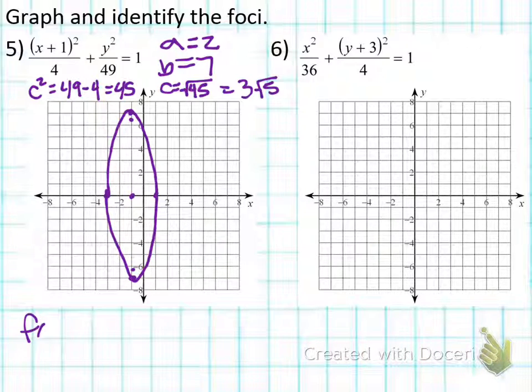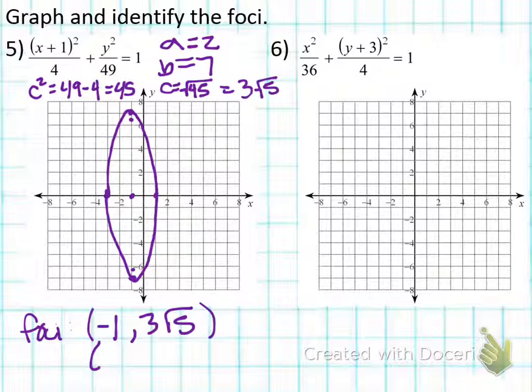And the ordered pairs for those would be, I'm at negative 1 now on my X, so be careful to remember if your center is not at 0, 0, that's going to change these coordinates a little bit. So I'm at negative 1, 3 root 5, and then negative 1, negative 3 root 5 for my 2 foci on number 5. Okay, and that's all for today's lesson.